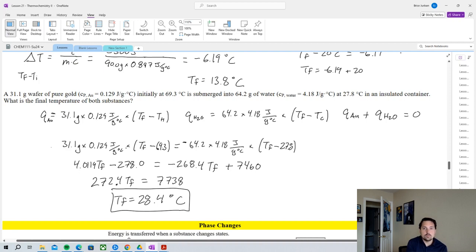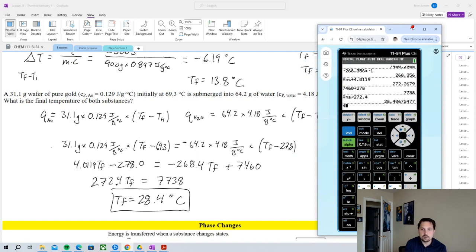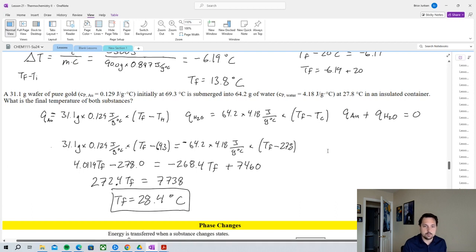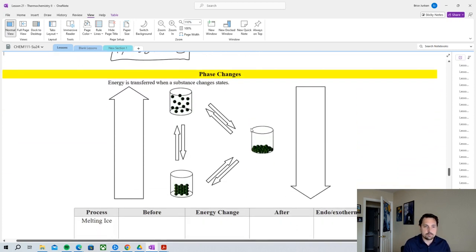So the specific heat capacity of water is way higher than the specific heat capacity of gold. It's 32 times as much. So the water is going to change 32 times less than the gold is. There's probably some other hacks for solving these problems, but that's generally how I work through those. And as long as you don't make any sign errors or any algebra errors, you'll usually get it.